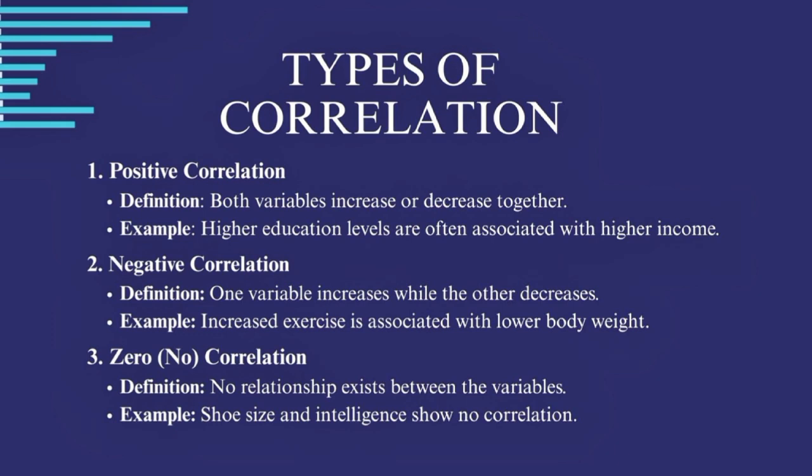Number 3. Zero, no correlation. Definition: no relationship exists between the variables. Changes in one variable do not predict changes in the other. Example: shoe size and intelligence show no correlation. A person's shoe size doesn't affect or indicate how intelligent they are.